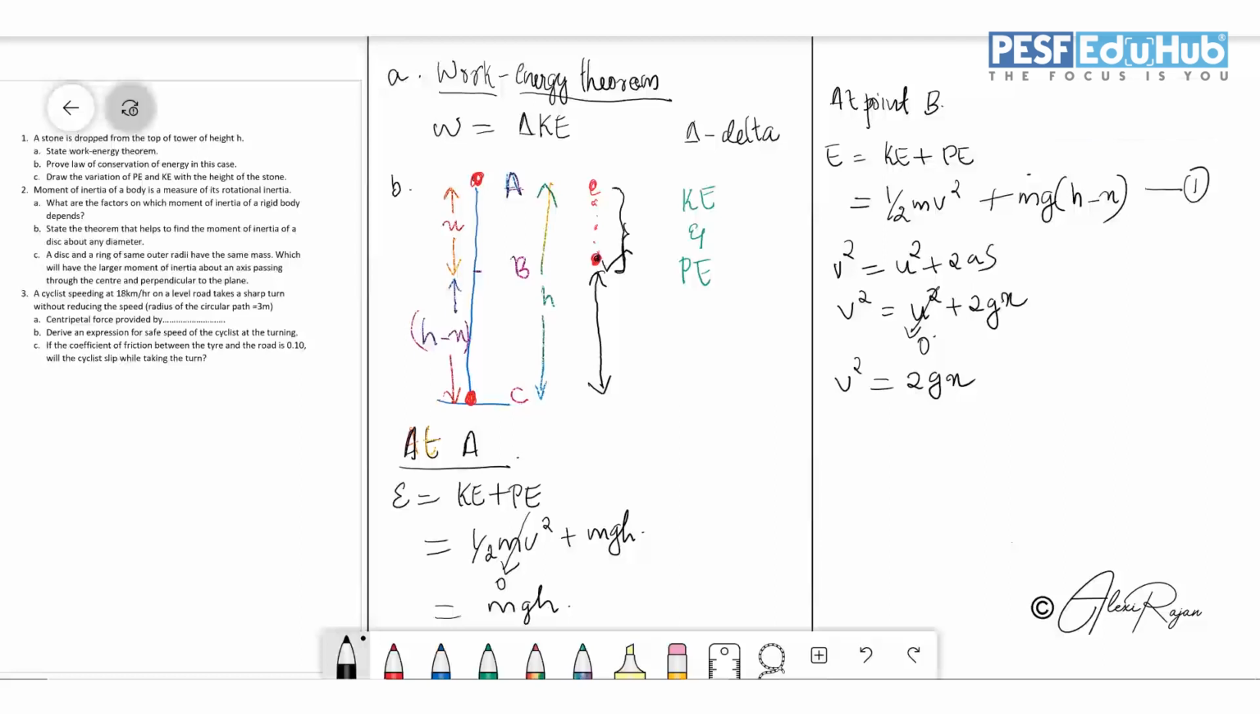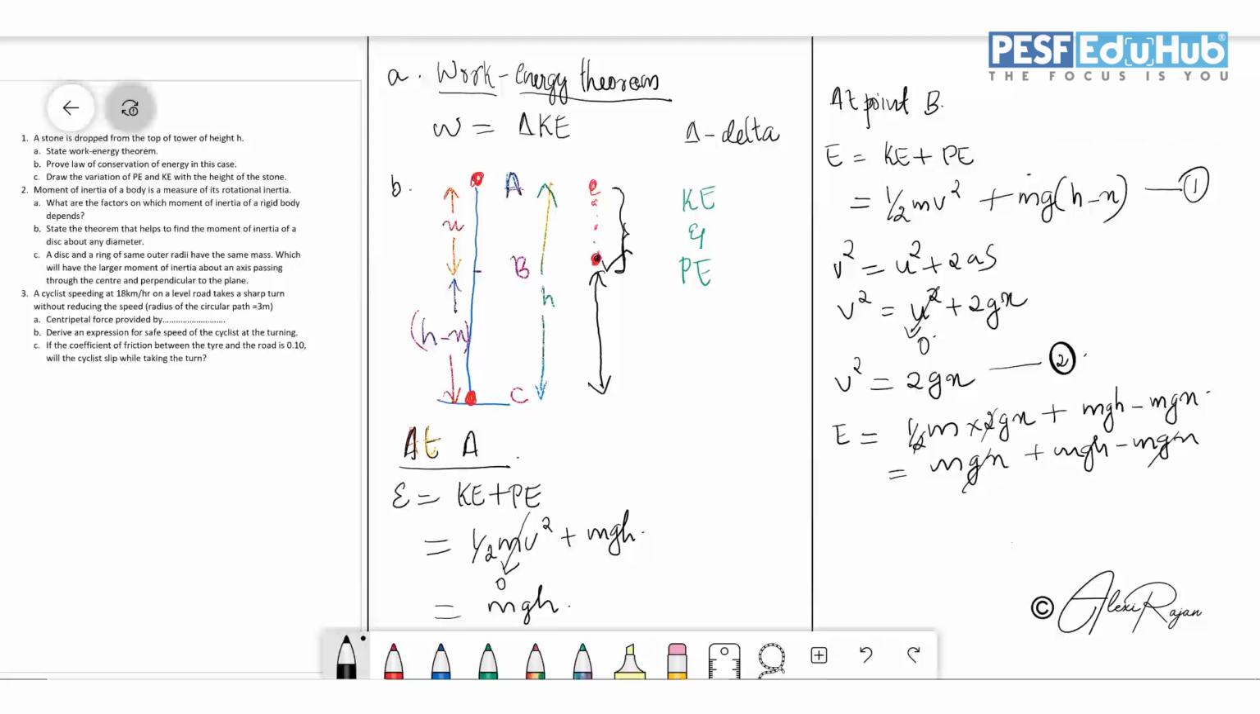So let this be equation 1, and let this be equation 2. From there you will get energy is equal to what? Half m, instead of v square, it will be 2gx, plus mg, I'm just opening the bracket, mgh minus mgx. So here the 2 cancels. That is mgx plus mgh minus mgx.